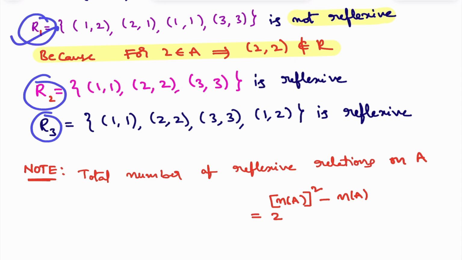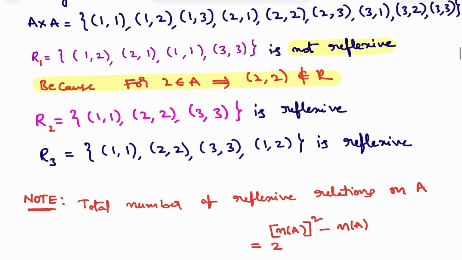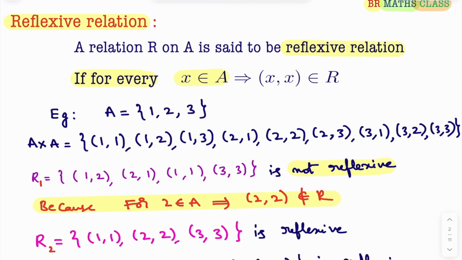Here I have written 3 reflexive relations, na? Actually, we can form 64 reflexive relations on this set. I hope you understand about this reflexive relation. Now, we are going to learn about symmetric relation.